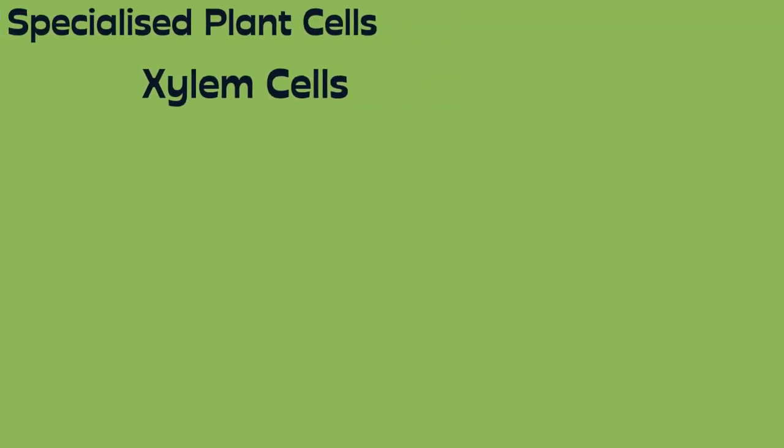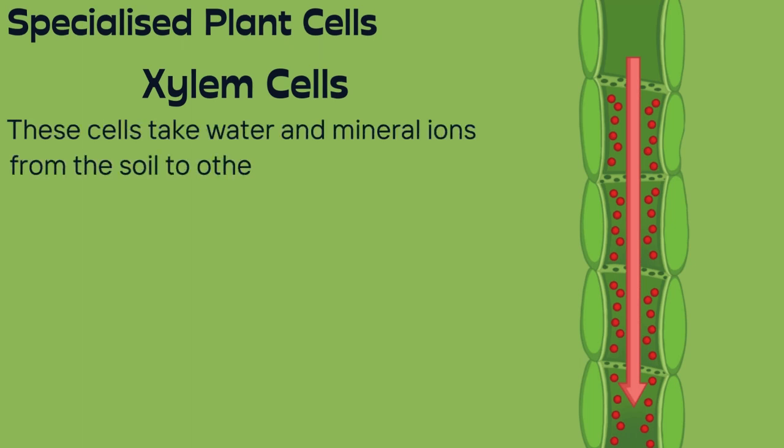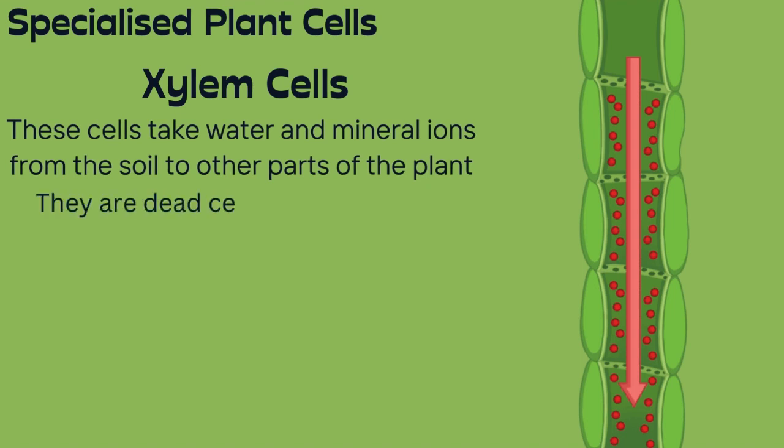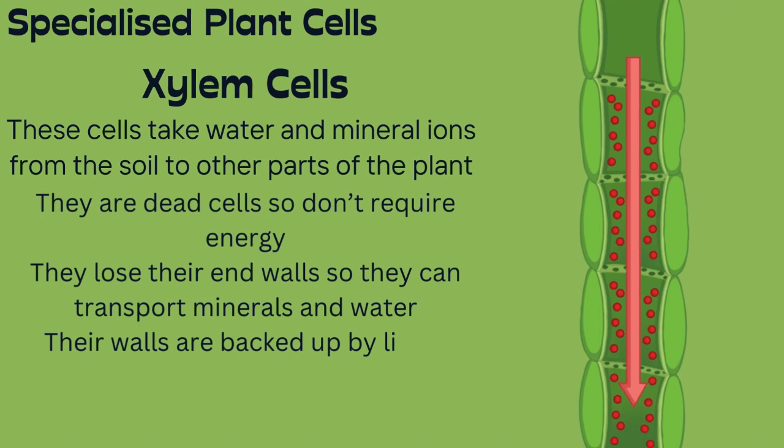Xylem cells are the next cell. They transport that water from the roots to other parts of the plant. They are dead cells, so don't require energy. They lose their end walls so they can transport minerals and water. Their walls are backed up by lignin, which helps withstand the pressure of moving water molecules.